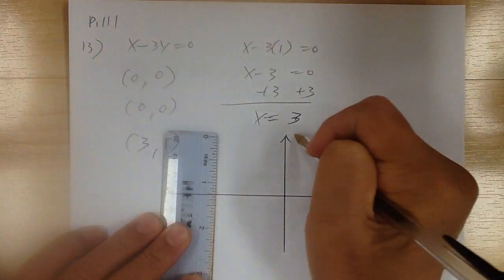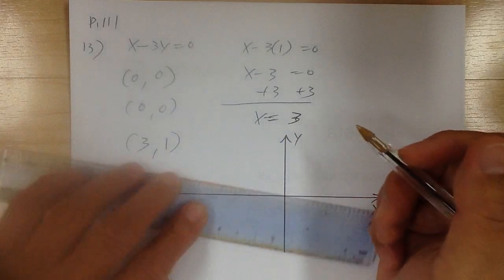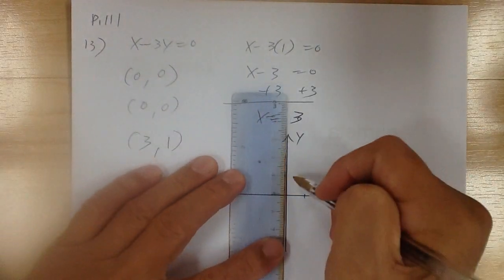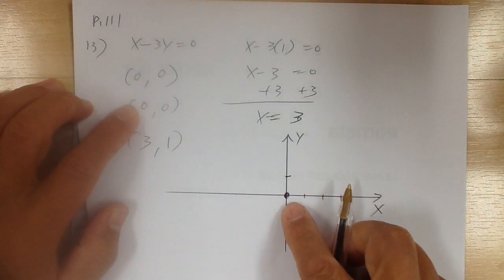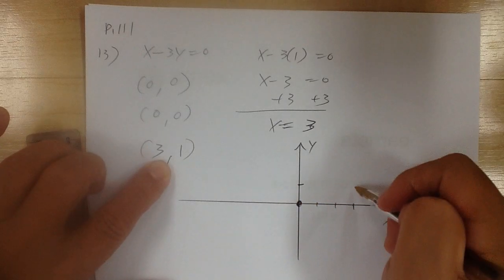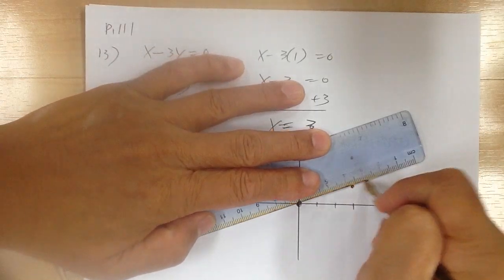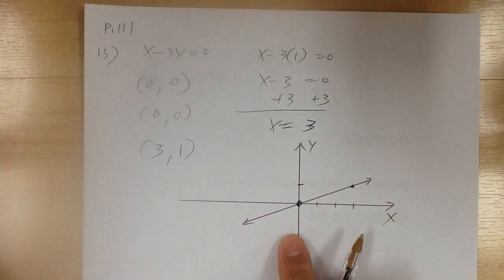Okay, so that's your x-axis. Remember to write your x and y for the axes. The first point is at (0, 0). It's right over here, that's your origin. The second point is (3, 1), so you've got (3, 1) right over here. Just connect the two dots. And that's it for number 13.